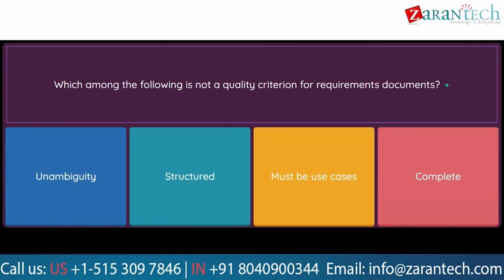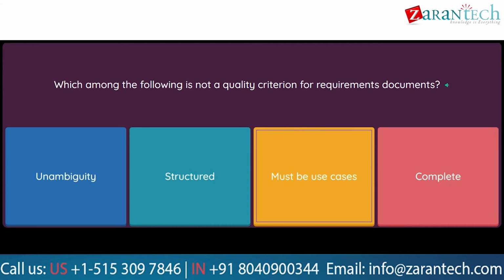Question: which among the following is not a quality criterion for requirements documents? Option 1, unambiguity. Option 2, structured. Option 3, must be use cases. Option 4, complete.